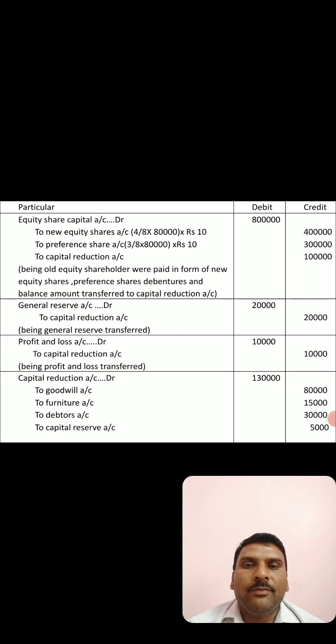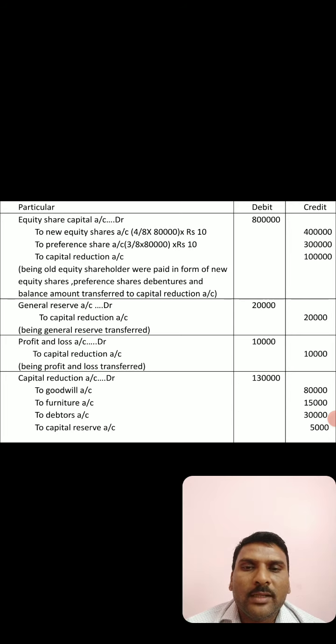It is shown here as new equity shares 4 lakh, and preference shares, 3 by 8 of 80,000, means 30,000 shares at rupees 10 each, that is 3 lakh. Now after issuing new shares, the total share capital is 7 lakh and there is a balance of 1 lakh. Such balance is the sacrifice amount from the share capital, so it is transferred to capital reduction account. For that we pass a journal entry: equity share capital debit, to new equity shares 4 lakh, preference shares 3 lakh and to capital reduction account 1 lakh.